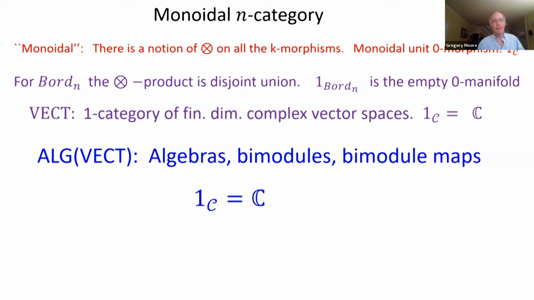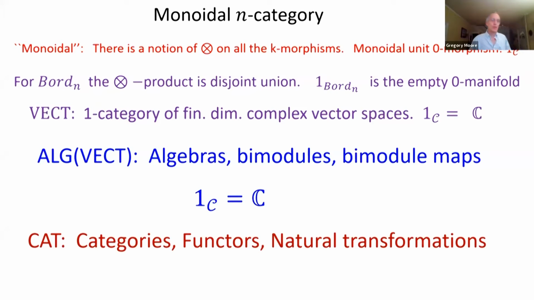And the tensor product is the usual tensor product of algebras, bimodules, and so on. And the tensor unit is just the one-dimensional complex algebra. There's another two-category that we're going to use a lot, which is the two-category of categories.